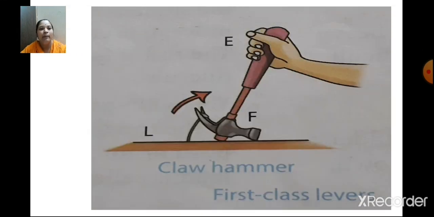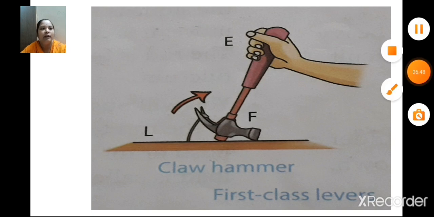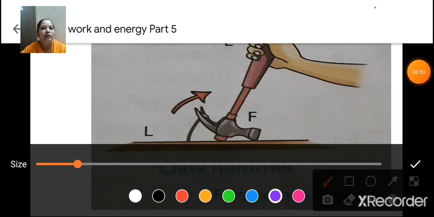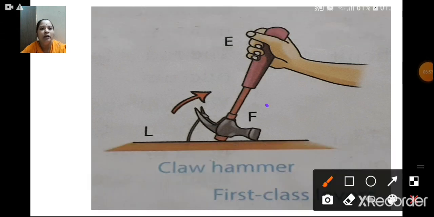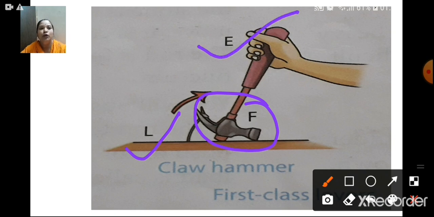Again, this claw hammer is also an example of first class lever. See the position of the fulcrum, again it is between the load and effort. This is the load. Load means the work that has to be done, and this is the force that you are applying, that is called effort. So this is all about first class lever.